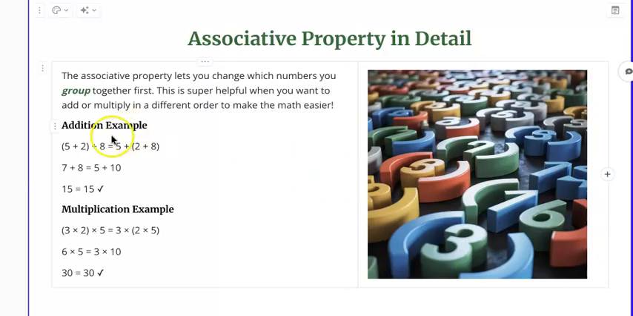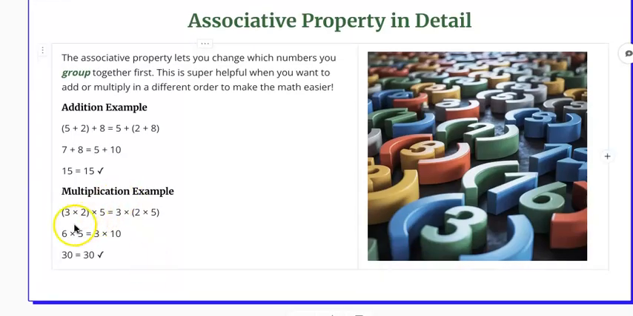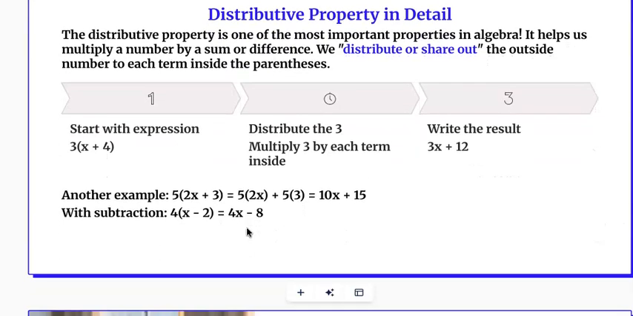Associative, same thing. The grouping, that's what it means. 5 plus 2 plus 8, or 5 and then 2 plus 8. You're still going to get the answer of 15. In this example of multiplication, 3 times 2 is 6, times the 5 gives you 30. And in the next over here, 2 times 5 is 10, times 3 is 30. Associative, grouping, same answer.